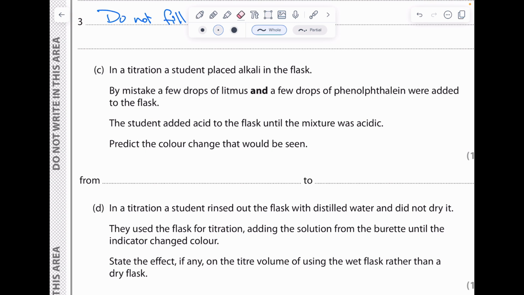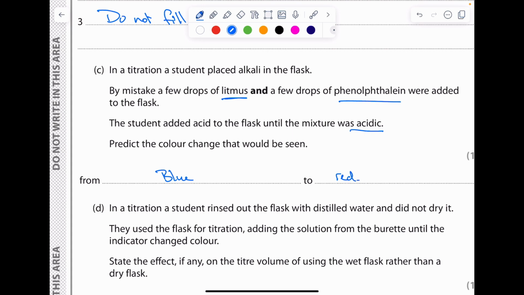Okay, so the titration has been set up. They've added litmus to this and phenolphthalein. The student added the acid. Predict the colour change that would be seen. So with litmus, if it was added to the alkali, the litmus would initially be blue, and then because the flask is becoming acidic, it would turn to red.